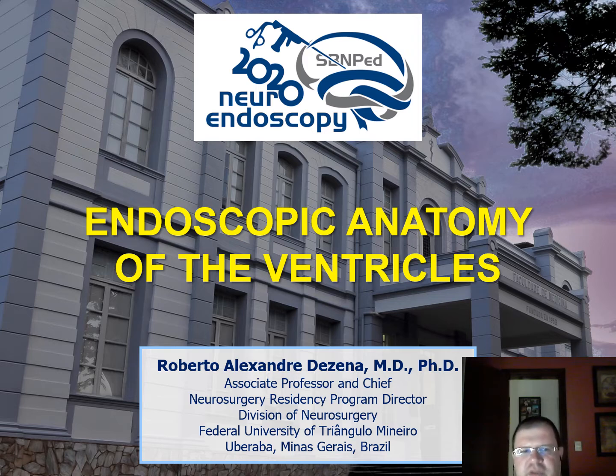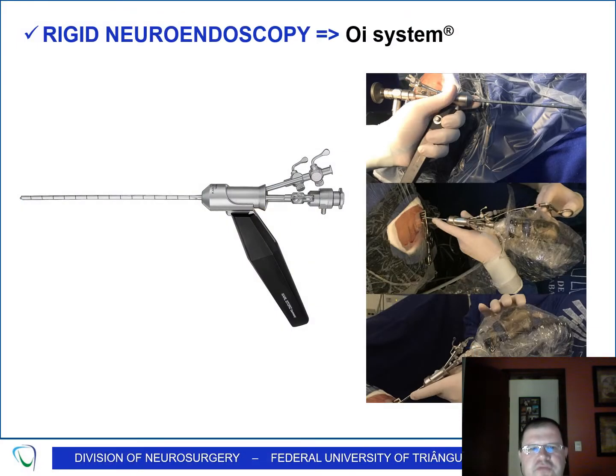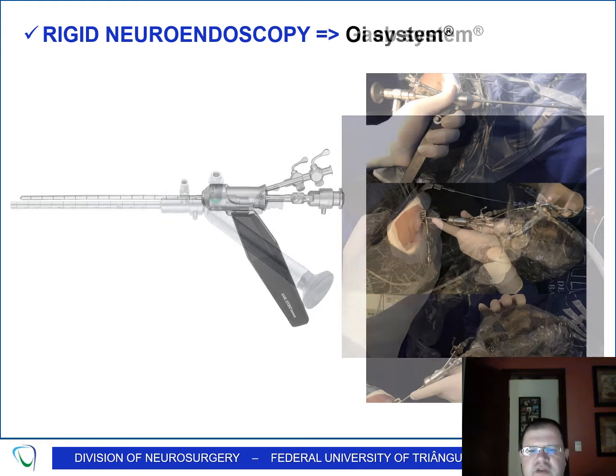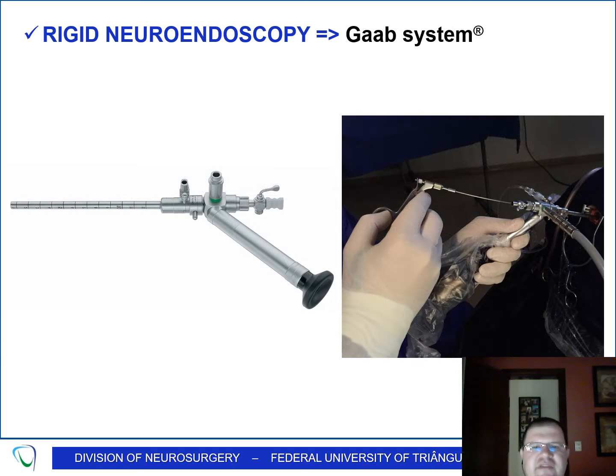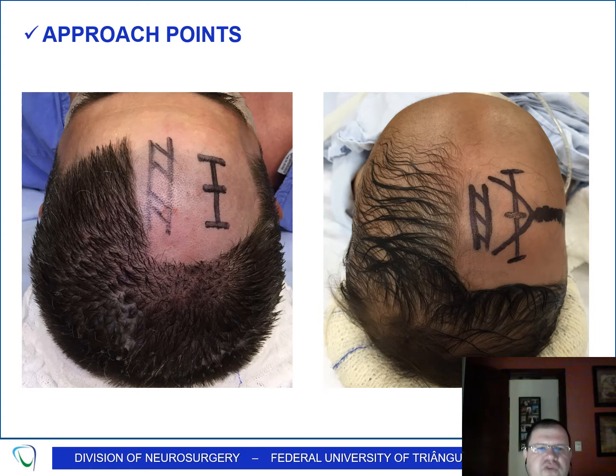I will talk a little bit about the endoscopic anatomy of the ventricles, from the point of view of rigid neuroendoscopy, with the OI system and another great system, the GAB system. Both systems allow us to perform procedures using both hands, a free-hand technique, and the two main points for the ventricular approach are the Kocher point in adults and the transfontanelar approach in newborns.